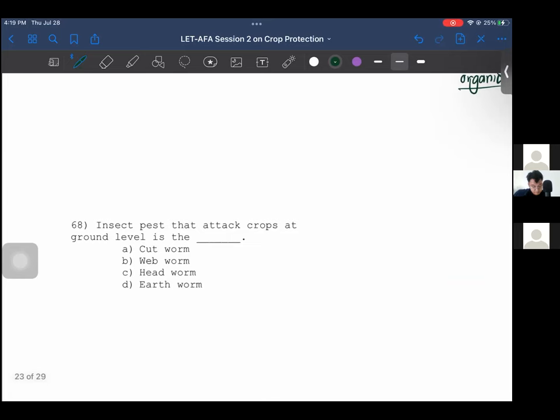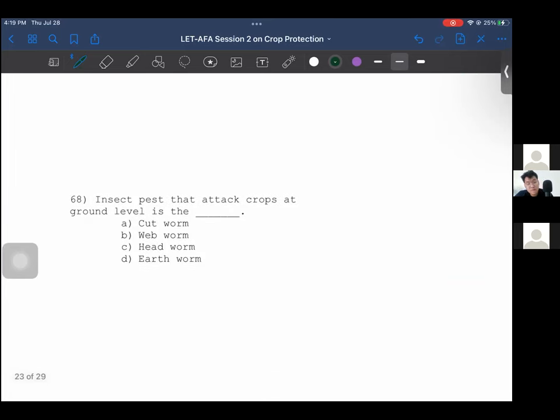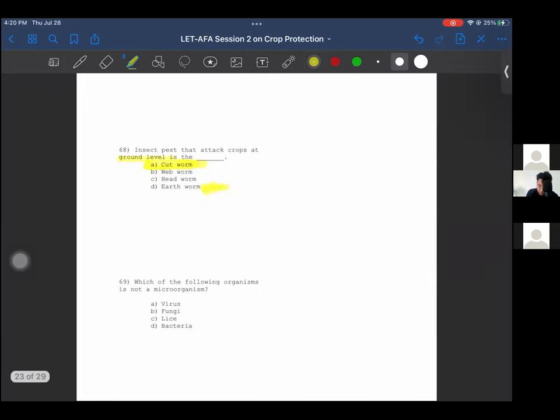Number 68. Okay. Naulit na naman to. So insect pest that attack crops at the ground level is, again, ground level, cutworm. A possible confusion here is earthworm. Pero earthworm is not an insect pest. Cutworm is an insect pest.